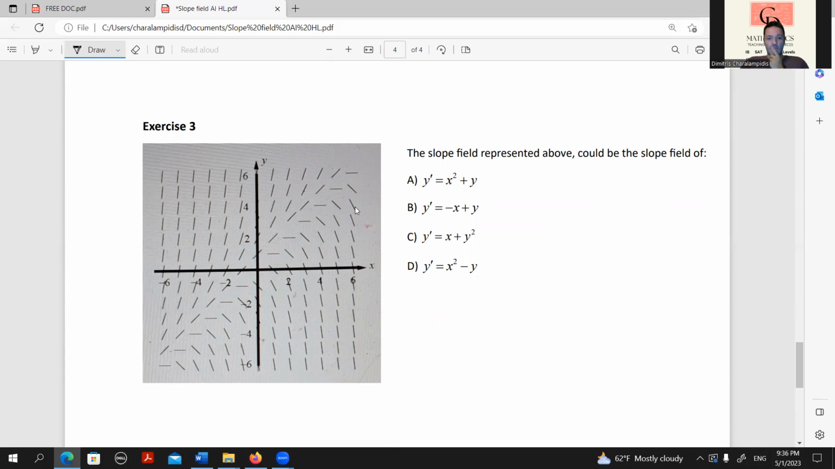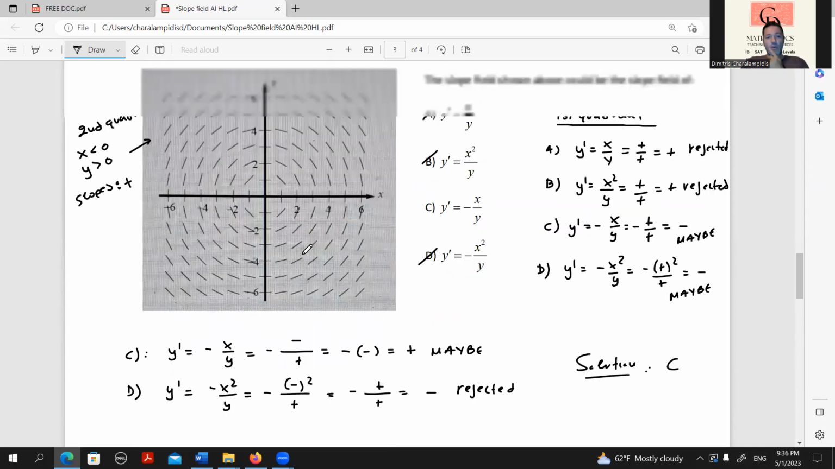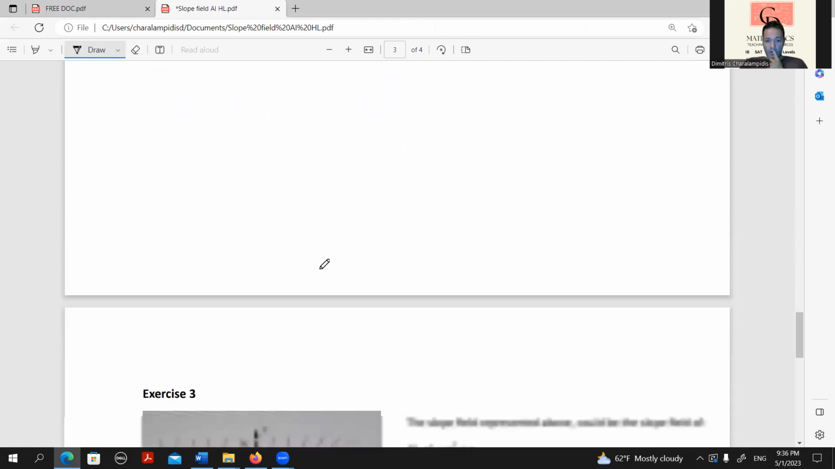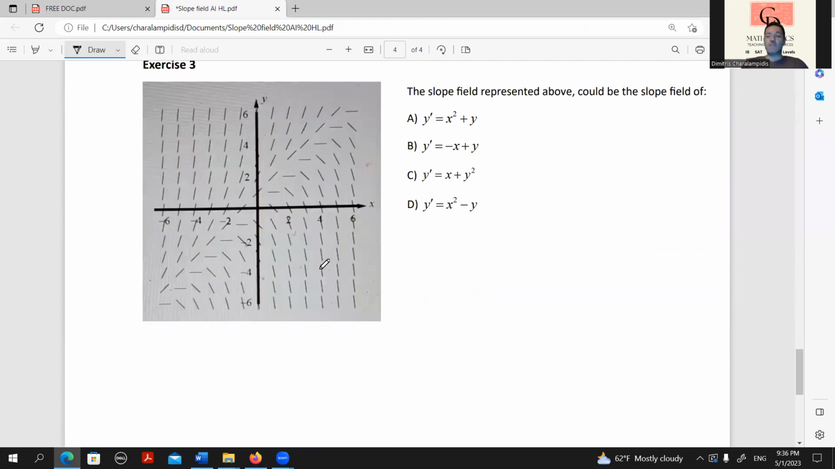In the second one, look, in each quadrant, we used to have the same slope in any of the points of each quadrant. For example, in the first quadrant, we could clearly see that we would have negative slopes. In the second quadrant, we would have positive ones. In the third one, we would have negatives. In the fourth one, we would have positives and so on. Here, however, in the slope field presented, that's not the case. We can see that there are values in the first quadrant that end up at a positive slope and some others at a negative one, respectively.